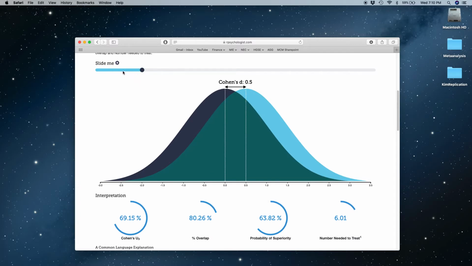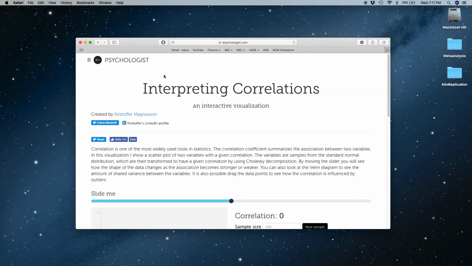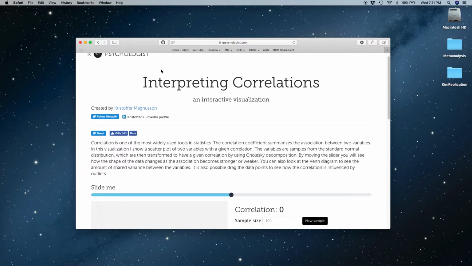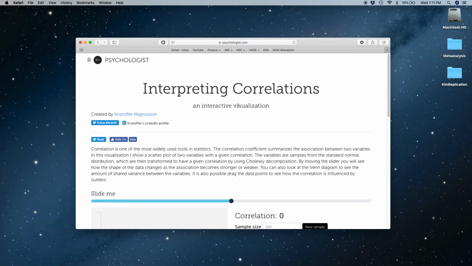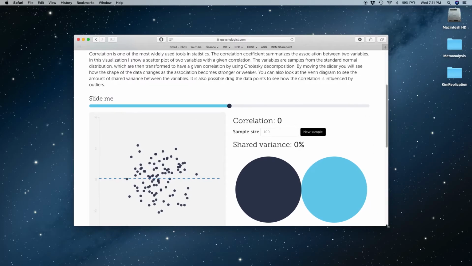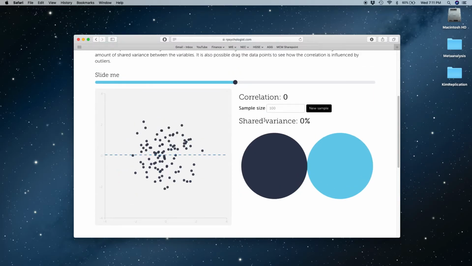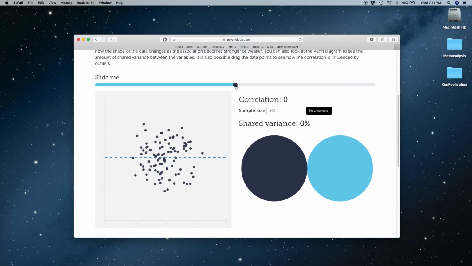So I want to continue with another measure of effect size that we often see, which is Pearson's R, which is usually known as a correlation. And again, we have a great visualizer by the same author that allows us to visualize what a correlation looks like. The two most common reported effect sizes are Cohen's D, standardized mean difference, and correlation. So this one is pretty cool as well.